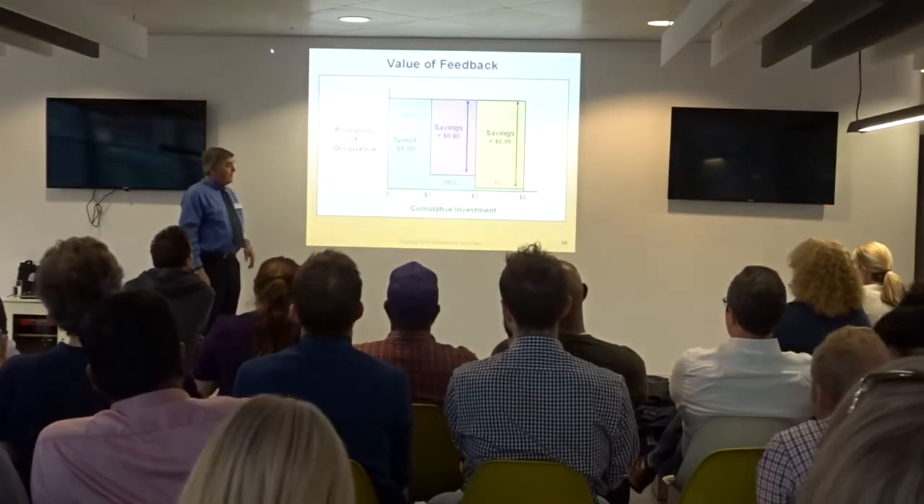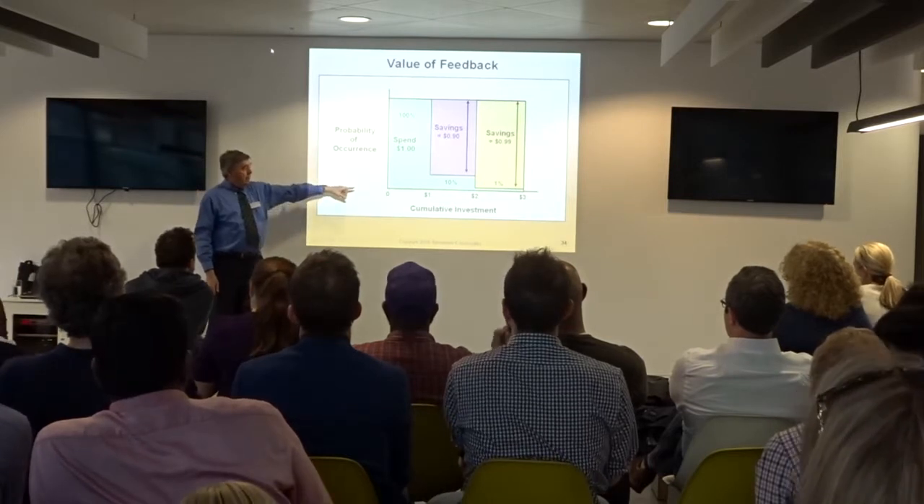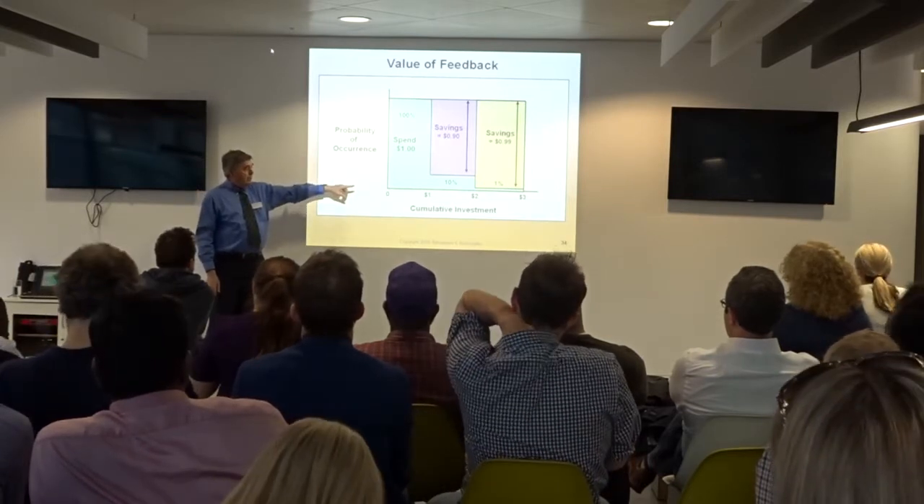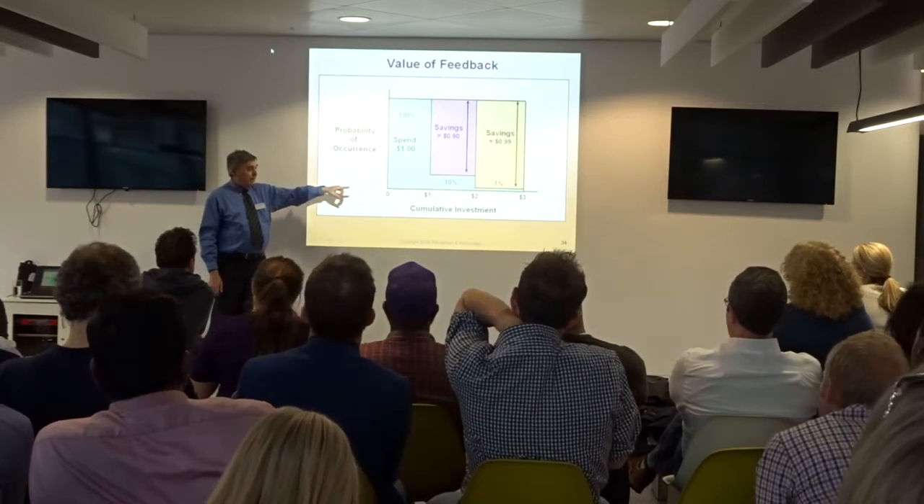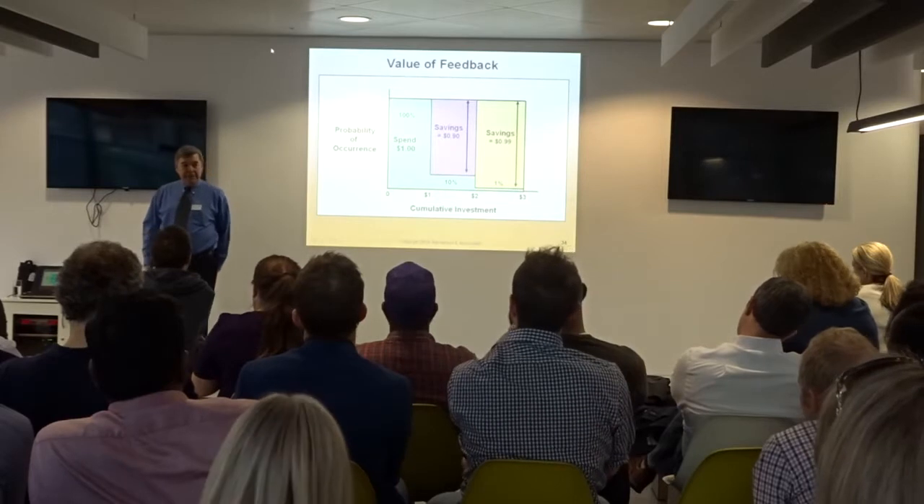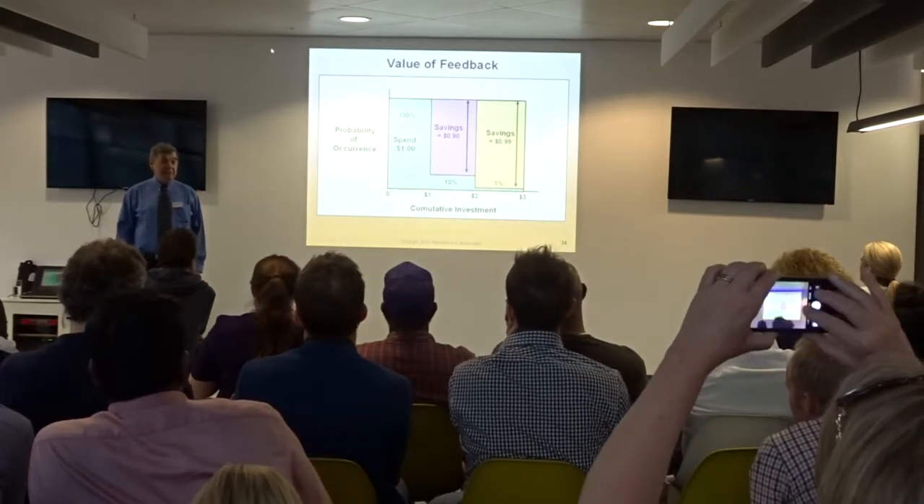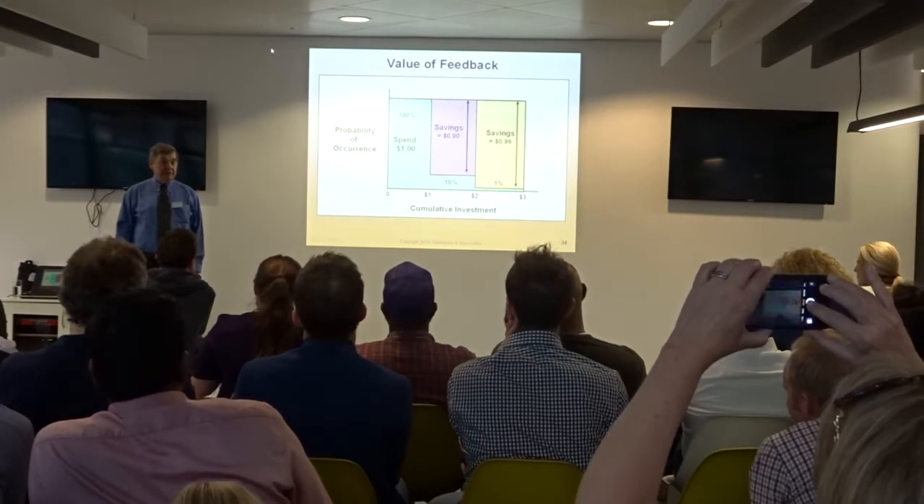The economics of the second game is, this is the probability of spending the money. 100% chance you're going to spend the first dollar, 10% chance you're going to spend the second dollar, 1% chance you're going to spend the third dollar. The average payoff in the second game is $1.89. The average payoff in the first game is 0.